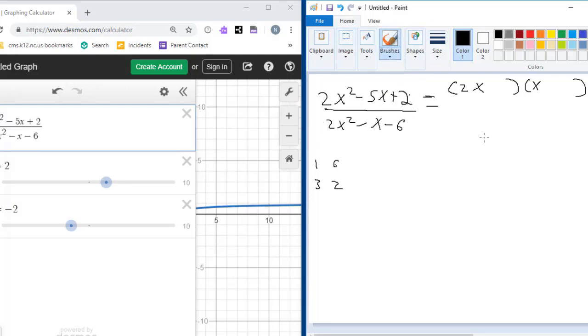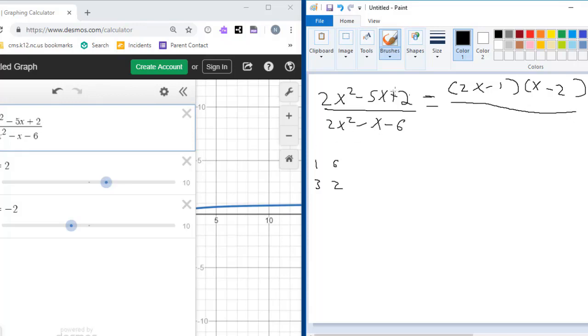All right, in that case, we can factor this. So the numerator would be x minus 2 times 2x minus 1. 2x times x is 2x squared. Negative 2 times 2x is negative 4x. Negative 1 times x is negative x. Negative 4x plus negative x is negative 5x. Negative 1 times negative 2 is positive 2.